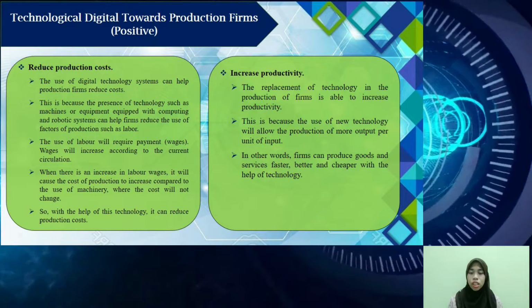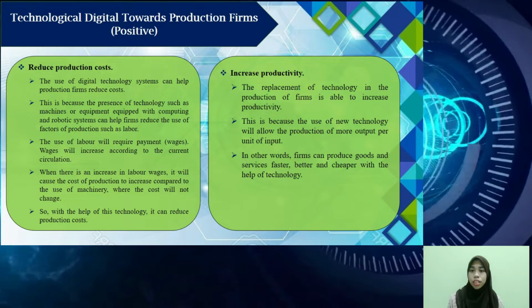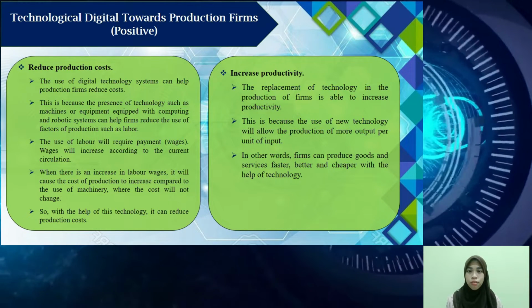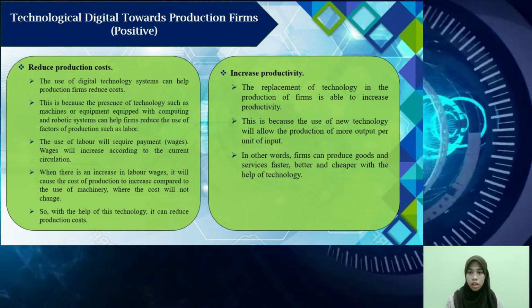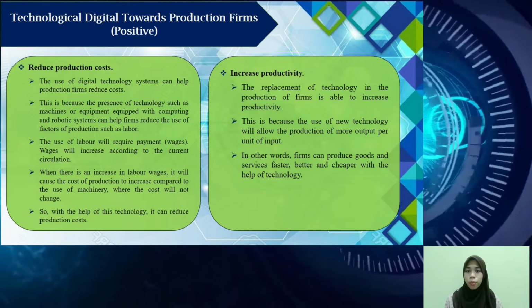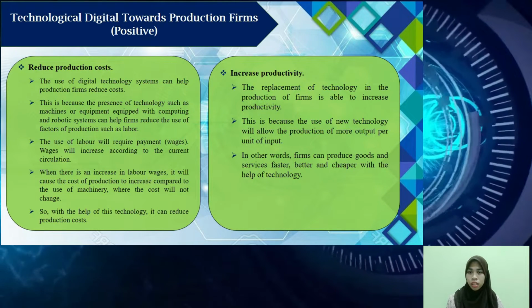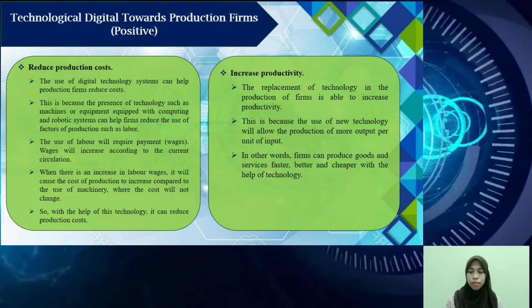Let's discuss the impact of digital technology on production firms. Firstly, reduced production costs. The use of digital technology systems can help production firms to reduce costs. This is because technology such as machines or equipment equipped with computing and robotic systems can help firms to reduce the use of factors of production such as labor.